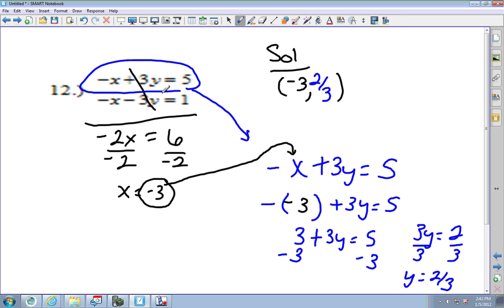So 2/3. Okay, so even though it's a fraction, that is fine, because if you plug those both in for x and y, they would both work out and be equal.